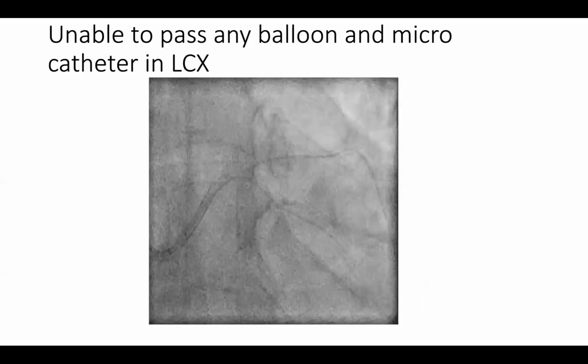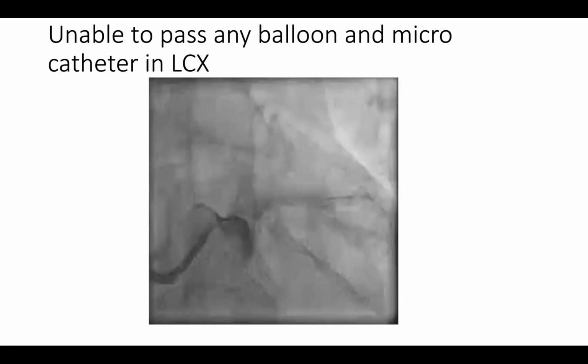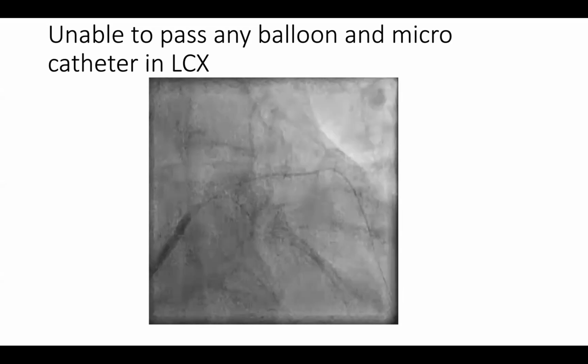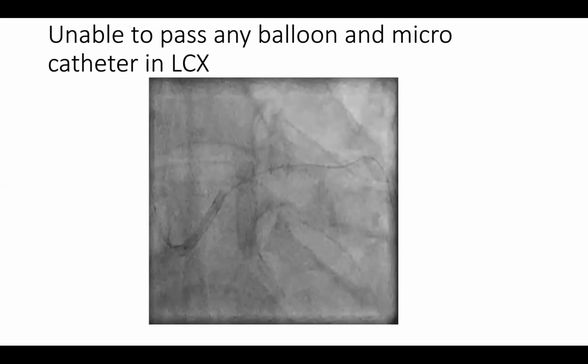And just remind me, you might have said this already, are you 7 French here or 6? It's 7 French, 3.5 7 EBU. French. Okay. Yeah, 7 French guide. But here the dilemma starts. We were unable to pass any balloon, wire or Crossfire, any balloon or any microcatheter through the circumflex.